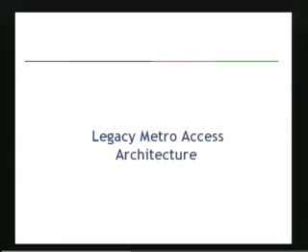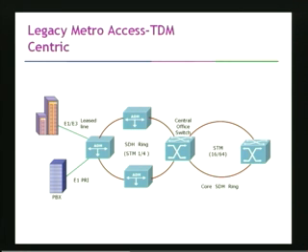Now, let us look first at the legacy metro access architectures. Traditionally, the legacy metro access architecture was TDM centric. Now, what is meant by TDM centric? Basically, in the TDM centric architecture, you use a circuit switch technology to carry the IP traffic or the packets, and all the broadband services to the enterprise were provided using this kind of legacy metro access architecture.